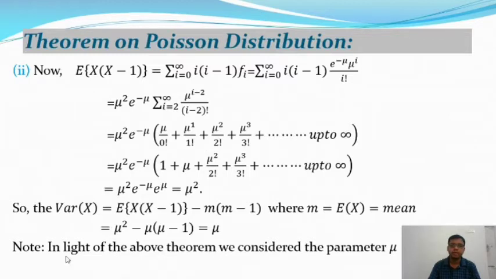So in light of the above theorem, we considered the parameter mu equal to lambda t. If we put mu equal to lambda t, a similar thing will happen. That means the mean of a Poisson distribution, where mu is equal to lambda t, will give lambda t, where X_t is the random variable defined in the interval 0 to t. Let us move on to the next slide.